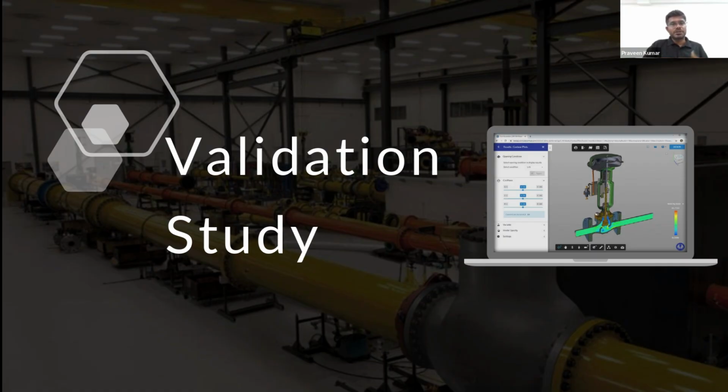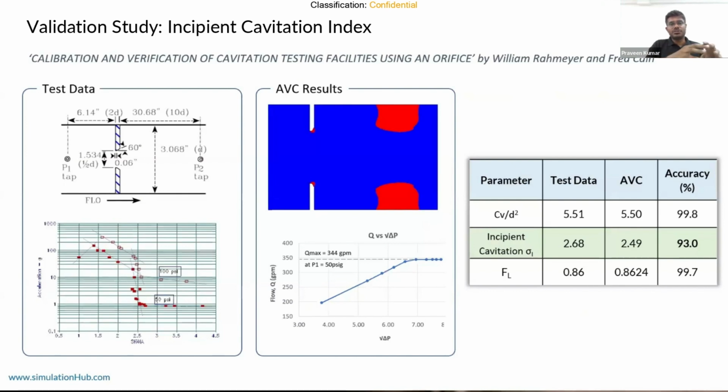I'll present some validation studies related to cavitation. This is a sharp edge orifice. It's test data taken from this paper. And this is the cavitation accelerometer test data. You can see where the incipient cavitation is and where the constant and choking cavitation is. On the right side are the CFD results, where the choking happens, and we plotted the complete curve.